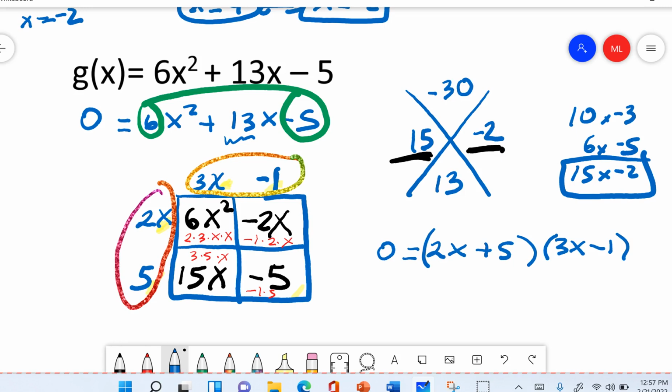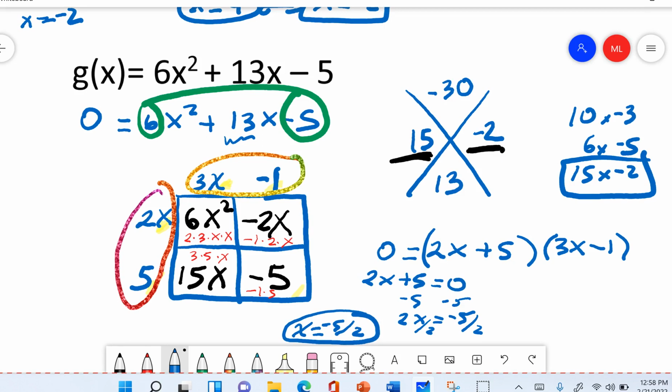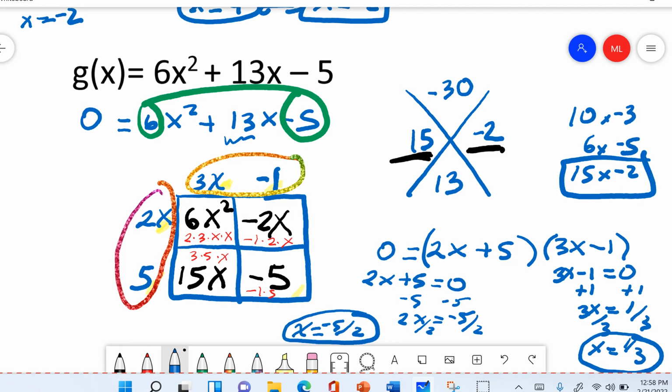Each parenthesis equal to 0. 2x plus 5 equals 0. Subtract 5. 2x equals negative 5. Divide by 2. One zero: x equals negative 5 halves. The other zero: 3x minus 1 equals 0. I add 1 to both sides. 3x equals 1. Divide by 3, divide by 3, x equals 1/3. So these are the two zeros or solutions for this example.